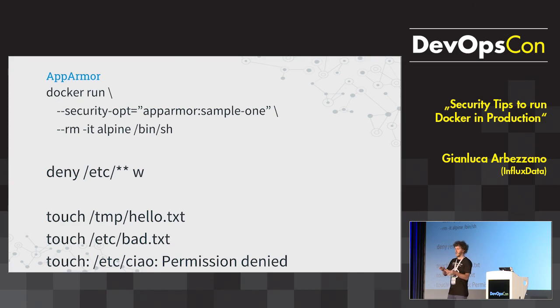That's like a summary. I wrote that we are denying writing on the etc directory, and I can write a new file on the temporary directory, but I cannot write in etc because the kernel is stopping me because I have no permission to do that. That's the idea. You can make your AppArmor configuration really sophisticated, depending on your use case and how much you know the application that you are running.